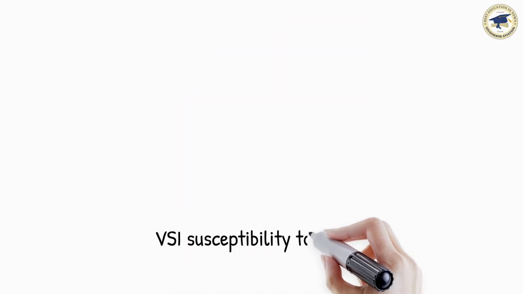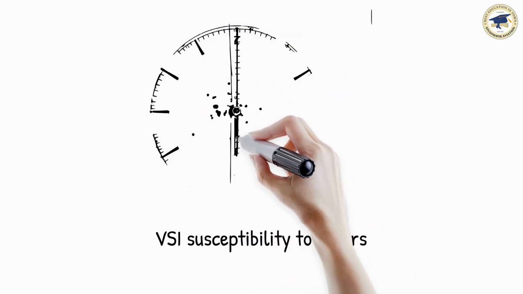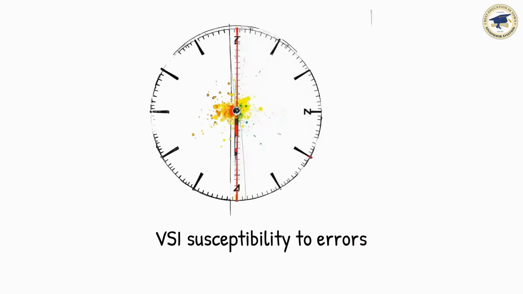The VSI is susceptible to errors: instrument, position, maneuver-induced, and time lag. These are normal and expected in a functioning VSI. Instrument error arises from friction, wear, and minor manufacturing imperfections. It is generally small, but can increase at higher altitudes in sensitive instruments.